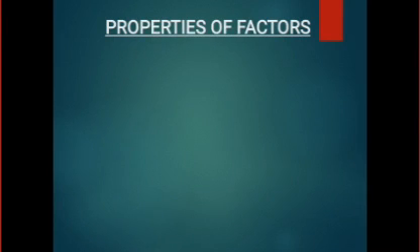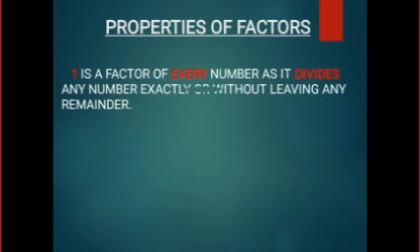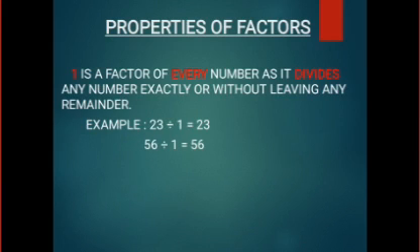It says that 1 is a factor of every number as it divides any number exactly, without leaving any remainder. Let's take an example. If I divide 23 by 1, I get 23. Or if I divide 56 by 1, I get 56. So what does it mean? That every number, when divided by 1, gives the same number without leaving any remainder. So 1 is a factor of every number.